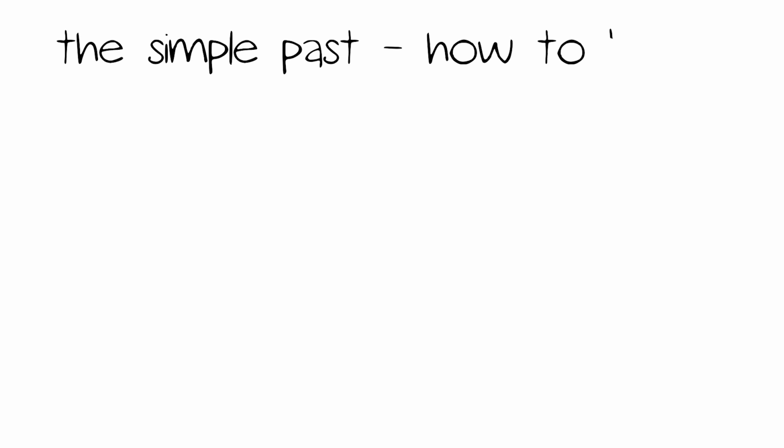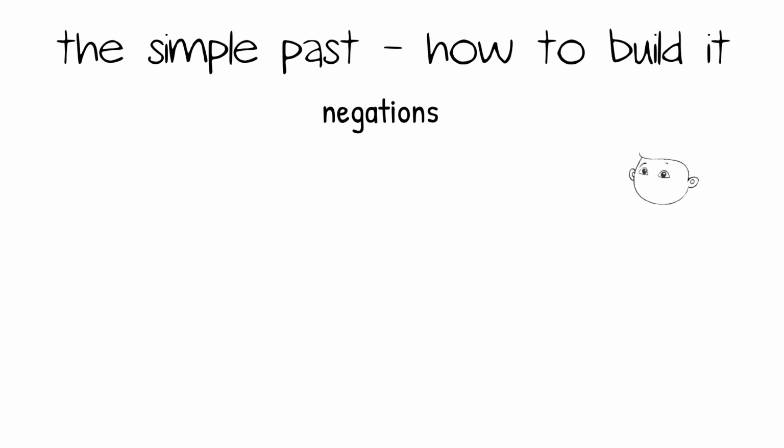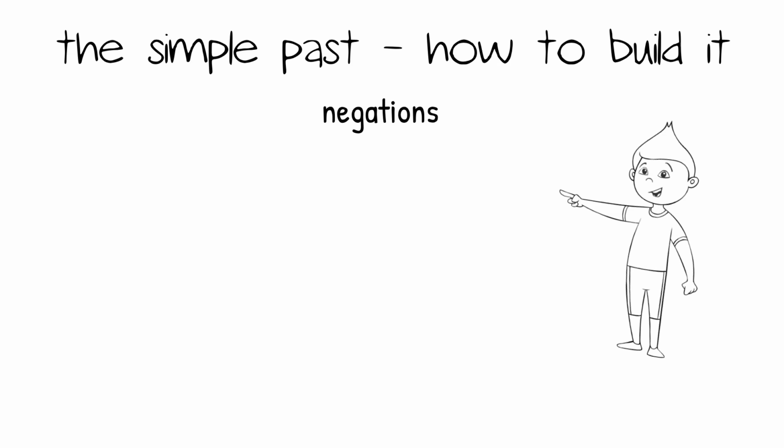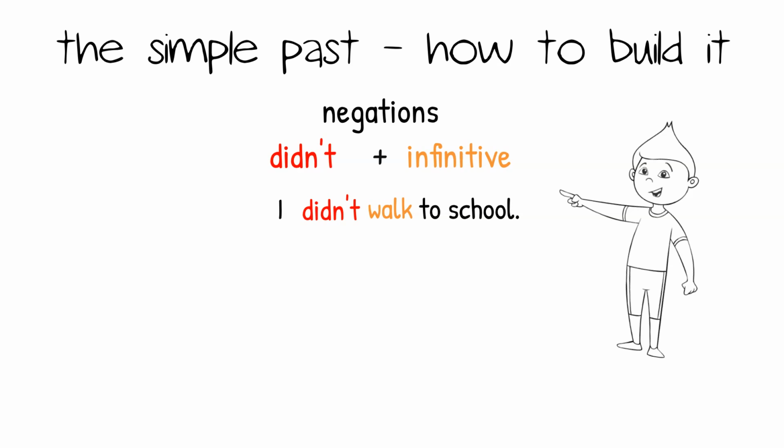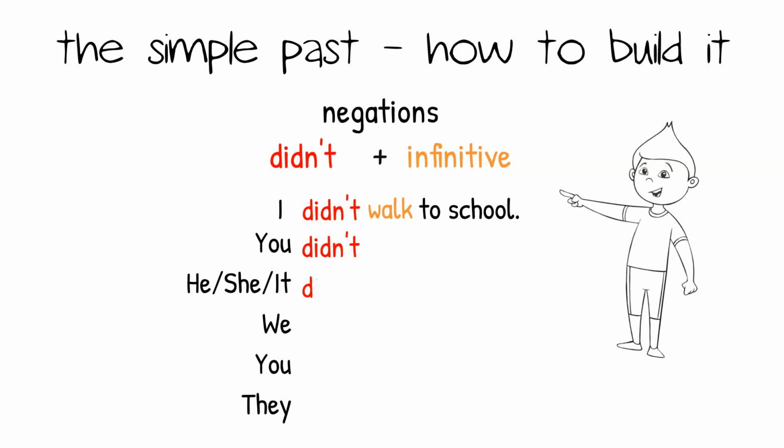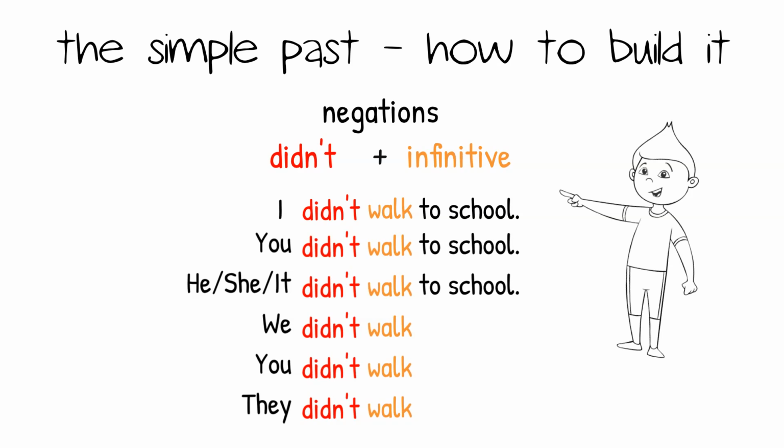Now, what about negations? First things first, there are not as many exceptions as there are for normal statements. In the simple past, you simply have to use didn't and the infinitive. An example sentence would be, I didn't walk to school. Just like normal statements, it doesn't matter which person says the sentence. It's always didn't and the infinitive.